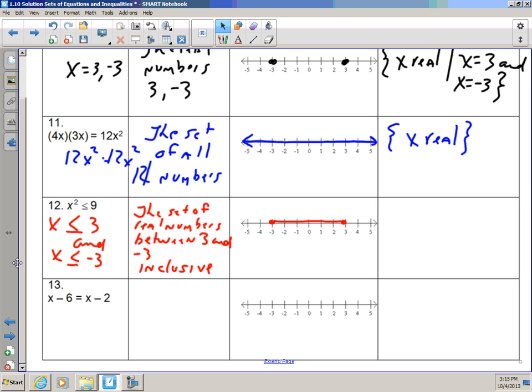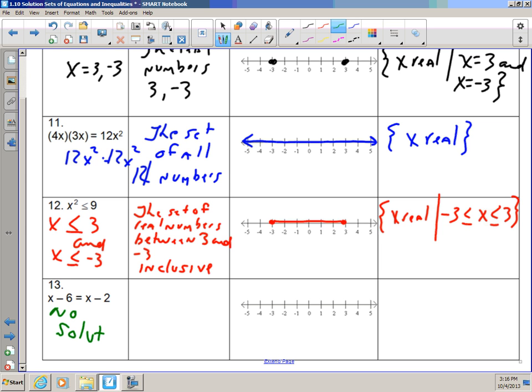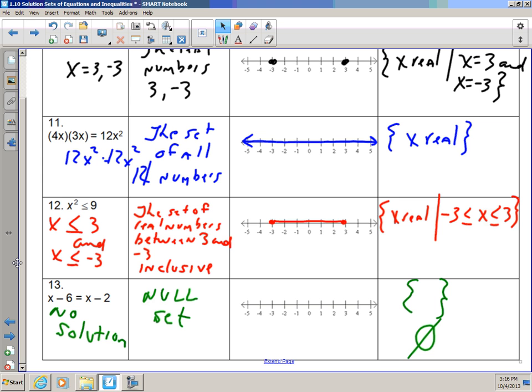Okay? How do I do set notation? x is real, such that x is greater than or equal to negative 3 and less than or equal to 3. Then finally, if you'll notice here, there's no solution. We call that the null or empty set. There's nothing to put on the number line. We put either an empty set or a 0 with the line through it.